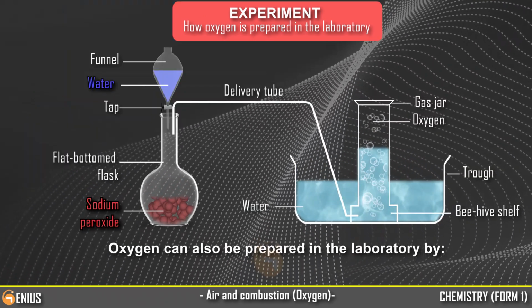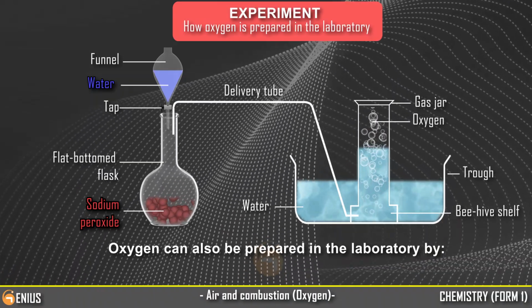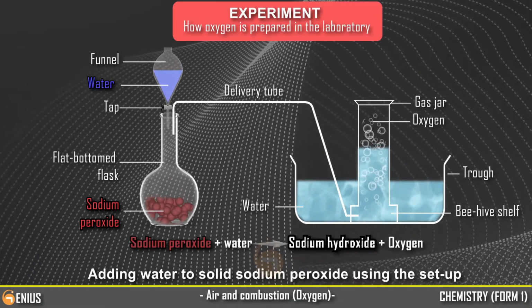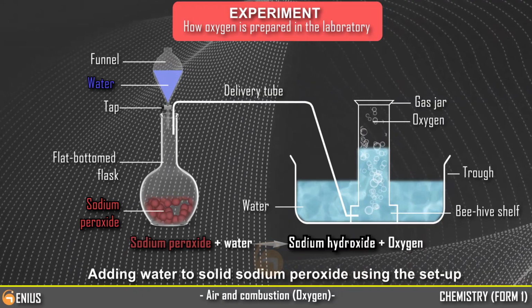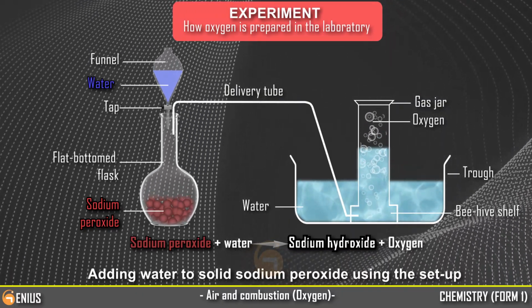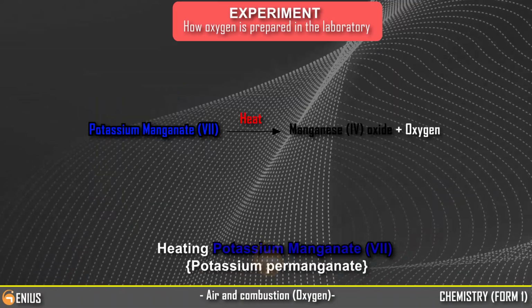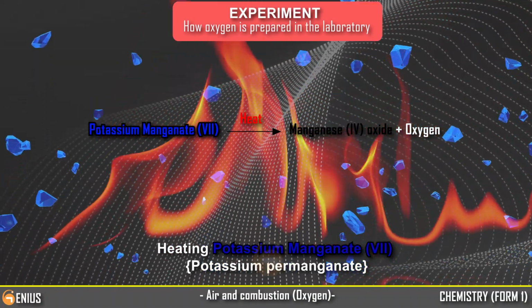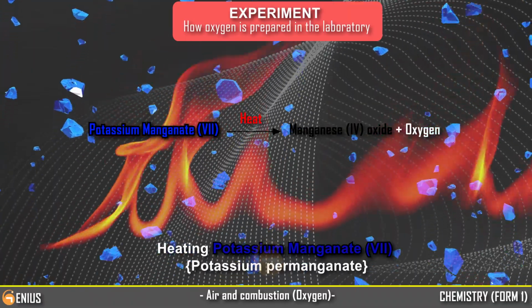Oxygen can also be prepared in the laboratory by adding water to solid sodium peroxide using the setup below, or by heating potassium manganate(VII), potassium permanganate.